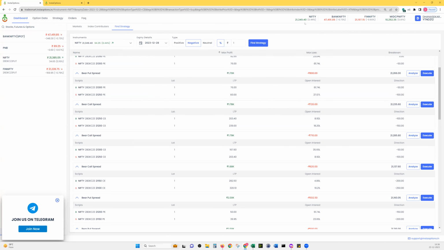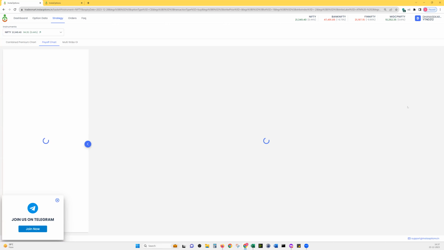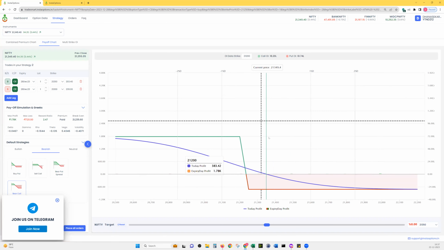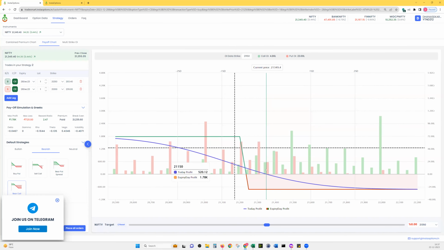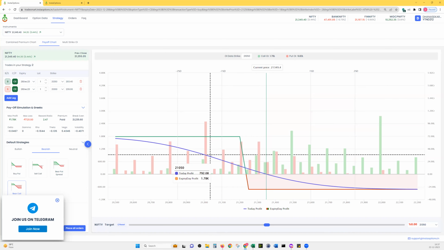It's so simple. Or else, you want to analyze, so you don't want to place it immediately. I have a bearish view in the market, but I need to analyze it. Then click on analyze. Then InstaOptions will guide you to analyze what is exactly happening. So if the market comes down, it will make money.